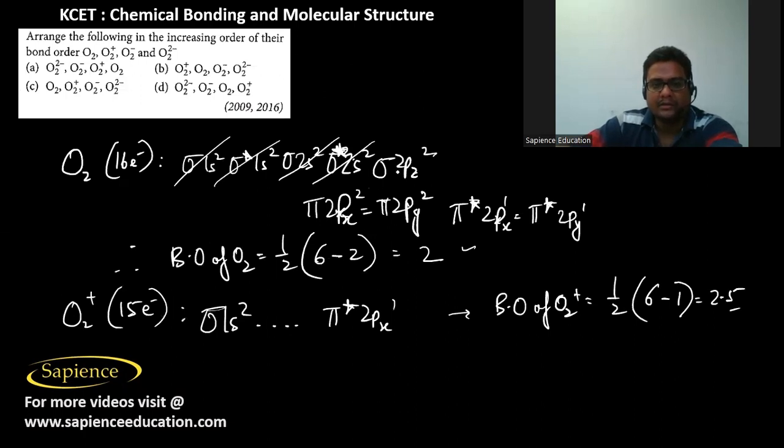Here I am saying that the number of bonding electrons is 6, since I have cancelled these. If you want, you can also add these: 2 plus 2 plus 6, so that will be 10, minus the number of antibonding electrons, which is 2 plus 2 plus 2, that is 6. So here also you will get the same answer. It means that if sigma 1s and sigma star 1s are there and they have the same number of electrons, then we can simply cancel them.